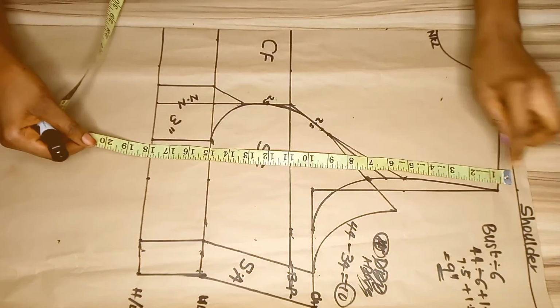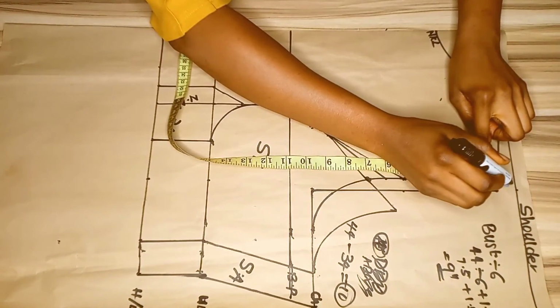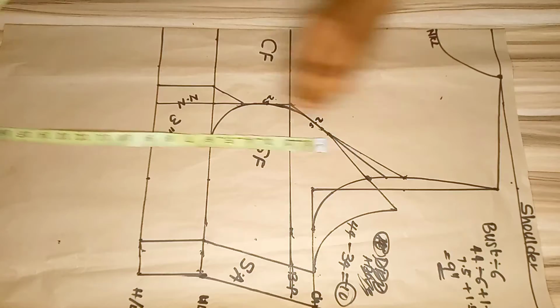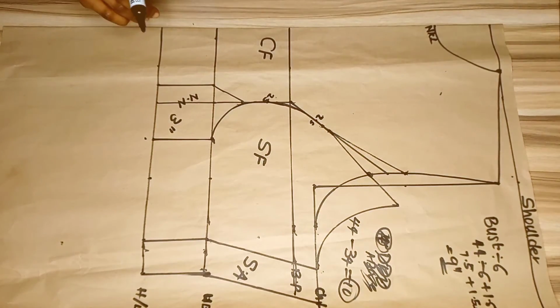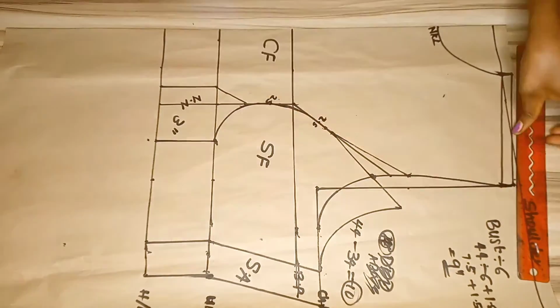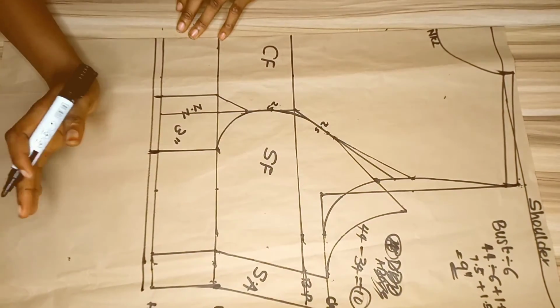So I'll go ahead and also include 1/2 inch on the shoulder slope like this to include the shoulder joining, and also at the waistline as the waistline joining, and then I'll be marking the lines with my ruler before cutting everything out.